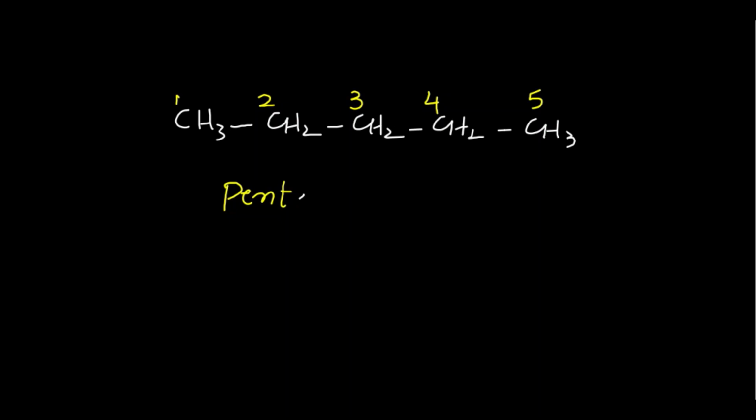Right students, now identify the bonding between all the carbon atoms. All the carbon atoms are connected with the help of single covalent bond. It means this compound belongs to alkane family, ane. So we use the suffix ane. So what is the IUPAC name of this molecule? It is pentane. The IUPAC name of this molecule is pentane. I hope this is clear.